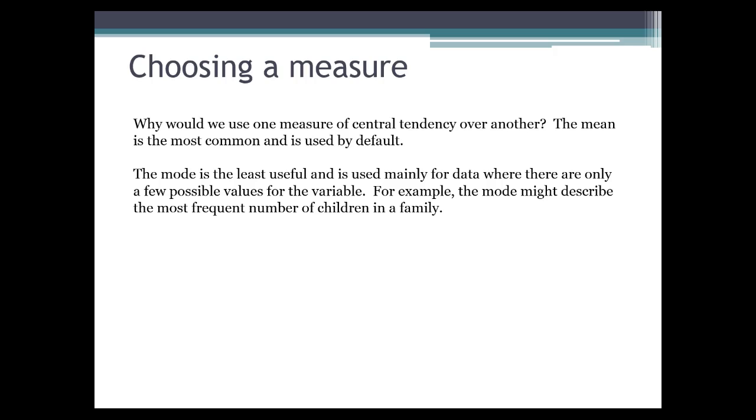So the mode is the least useful. We don't use it very often. The nice thing about the mode is that you can use it for nominal data. Actually, you can say, the mode eye color is brown, for example. The other case where, for numeric data, you might use the mode is a discrete variable where there's only a few possible values for the variable, like the number of children in a family.